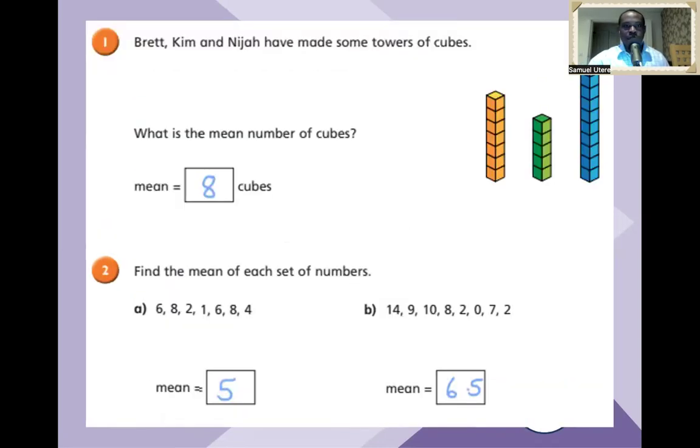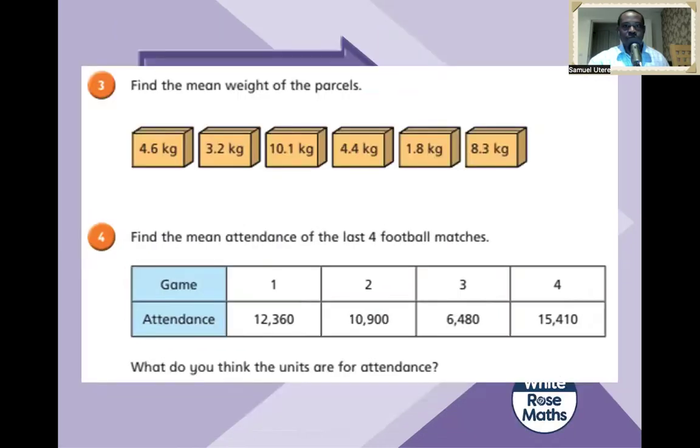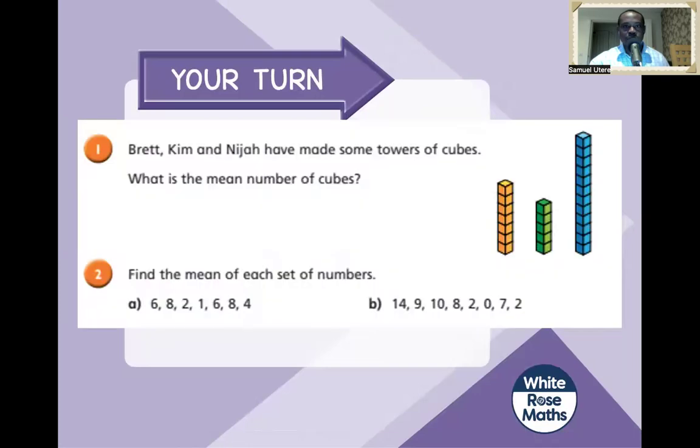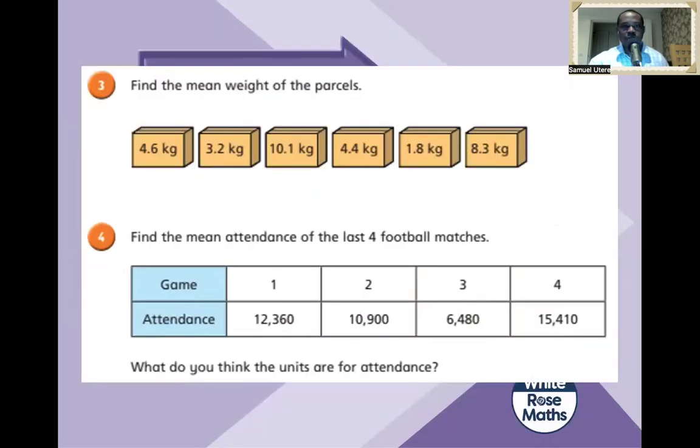Pause the video and answer questions 3 and 4 in 3 minutes. It could take shorter. I should be able to do it in 2 minutes.